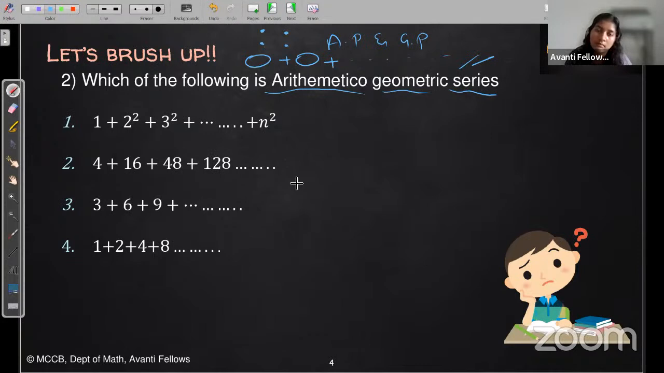Among these, which one is the arithmetico-geometric series? Tell me, answer me in the chat box quickly. Just look at the pattern and answer me in the chat box.